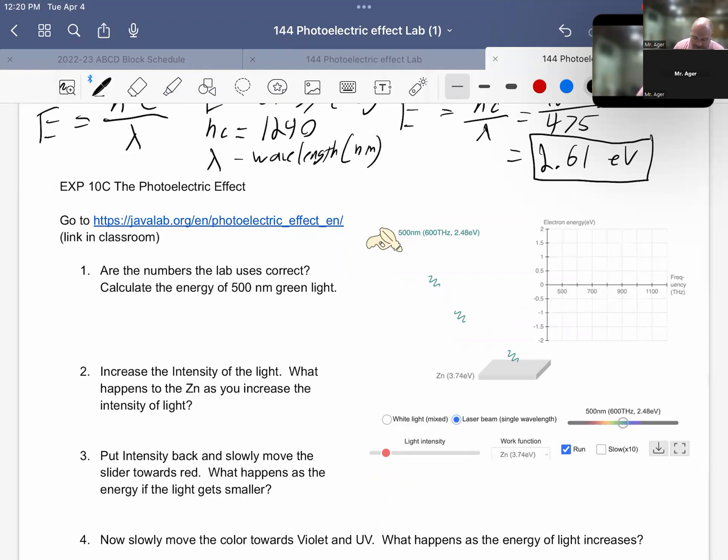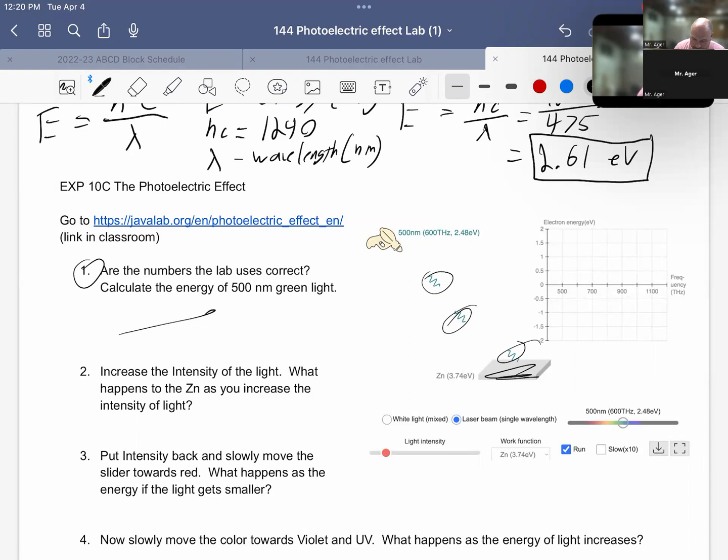Now, the lab itself has you start out with question 1. You're going to calculate. So you're going to do one more example on your own. Show me that you can calculate, again, in Classkick. Question 2, 3, and 4, you're going to manipulate the lab itself and see what happens when you shoot a couple particles of light at a piece of metal. What's going to happen to that metal?